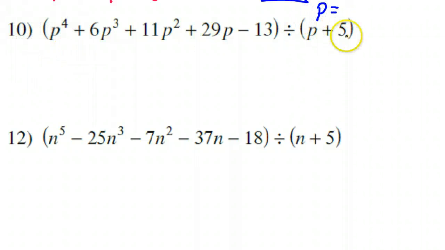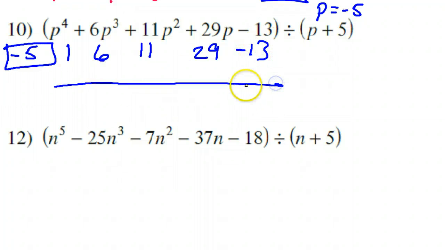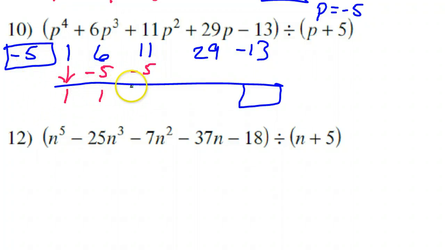Alright, again, if this is the factor, then the potential 0 is p equals negative 5. So it is negative 5 that goes in the box. 4, 3, 2, 1, 0. 1, 6, 11, 29, negative 13. Alright, bring it down. Multiply and add. Multiply and add.